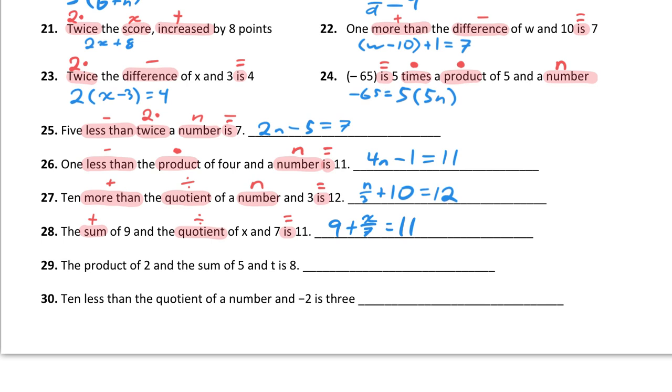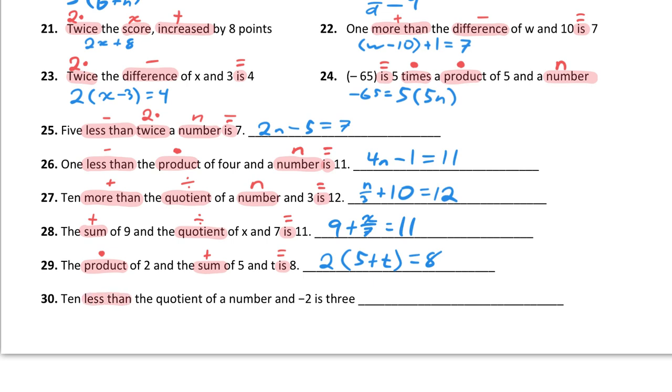Now we have the product of 2 and the sum of 5 and t is 8. What do all those keywords mean? Product is multiplying, sum is addition, is equal, and putting them all together, we have the product of 2 and the sum of 5 and t is 8. You see how this is the product? This is 2 times the sum of something, right? Let's go on to the last one.